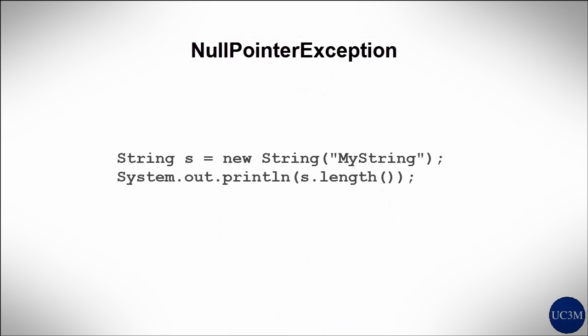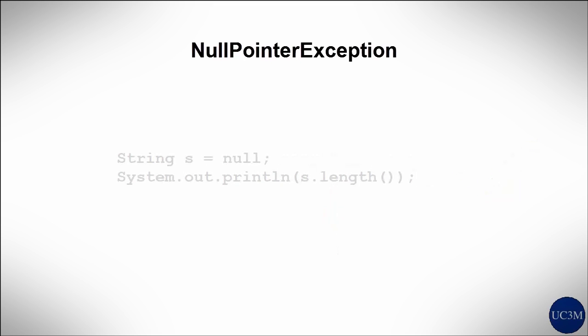For example, if we create an instance of the string s with the text myString and then we want to print its length using the method length, we will get the value 8 on screen. The string myString has 8 characters. Everything works well.